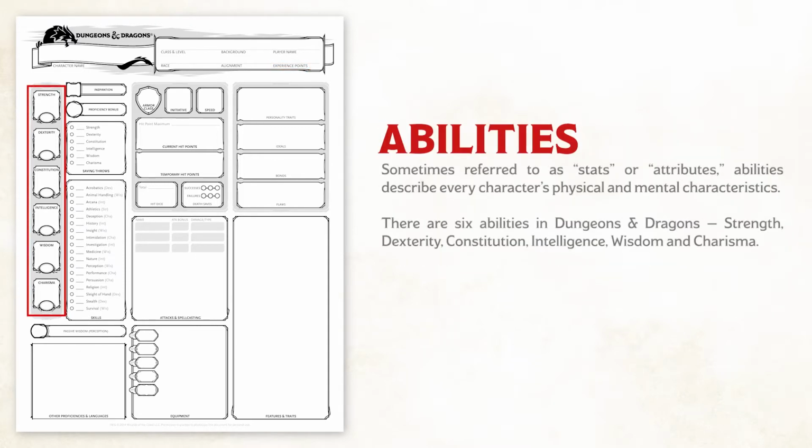Abilities. Sometimes referred to as stats or attributes, abilities describe every character's physical and mental characteristics. There are 6 abilities in Dungeons & Dragons: Strength, Dexterity, Constitution, Intelligence, Wisdom, and Charisma.